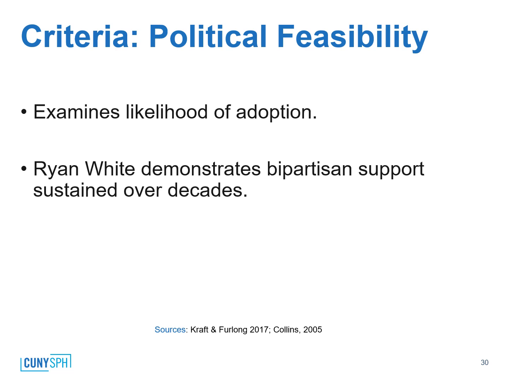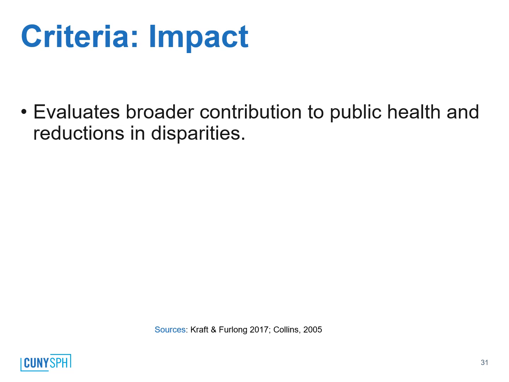Political feasibility matters, and it asks, can the policy actually be adopted and implemented? For example, the Ryan White program is a strong example because it has maintained bipartisan support for decades despite gridlock and political polarity in Congress. Finally, impact asks about the broader contributions to public health. Does the policy reduce stigma, for example? Does it strengthen health systems? Does it improve the quality of life for people beyond its immediate goals?